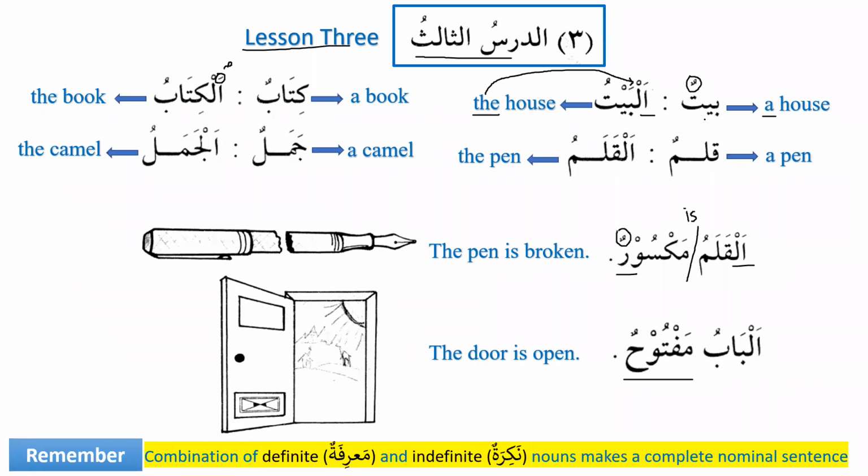Like we can see over here, baytun, a house, qalamun, a pen, and kitabun and jamalun. We translate them as a camel, a book, whereas maksurun and maftuhun are adjectives. That's why there is no need to use "a" or "an" with them.